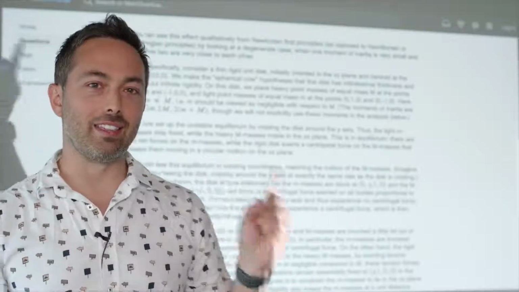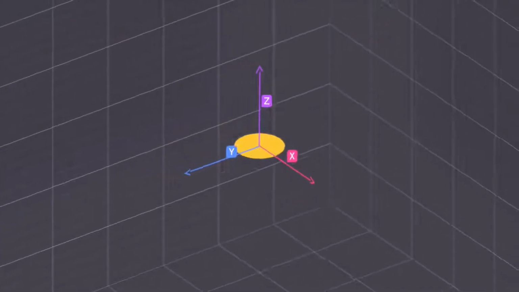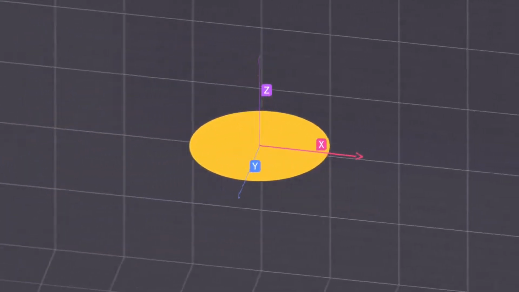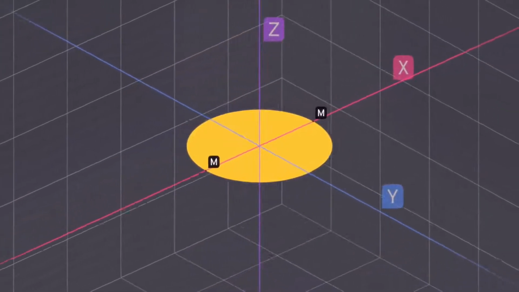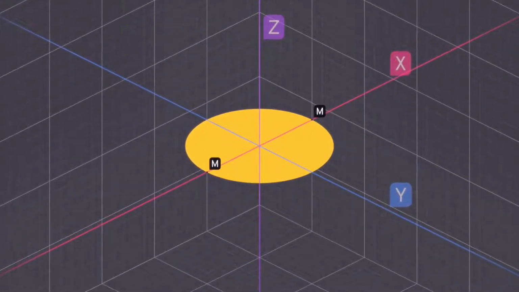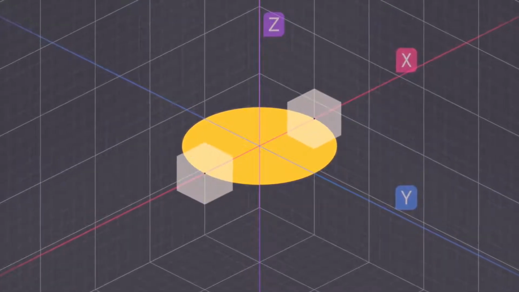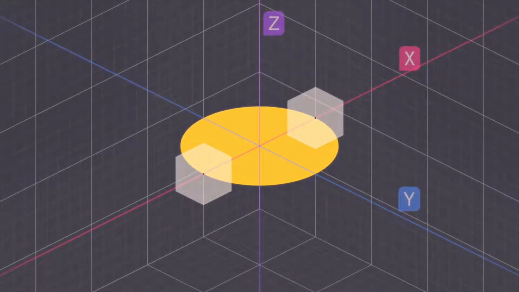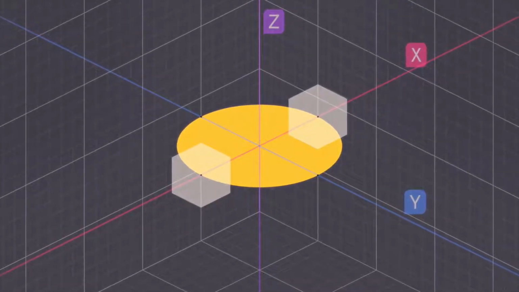Imagine we have a thin, rigid, massless disk centered in our coordinate system. Now add some heavy point masses to opposite edges of the disk on the x-axis. Even though they're point masses, I'll put some large cubes around them to remind us of their significant mass. Then add some light point masses on opposite edges of the disk on the y-axis.